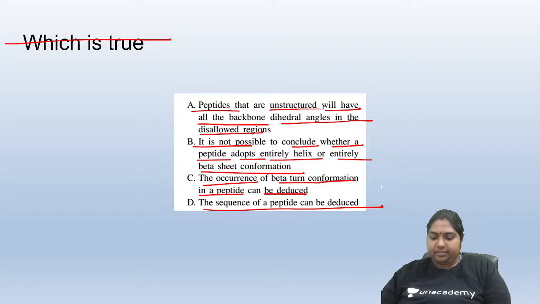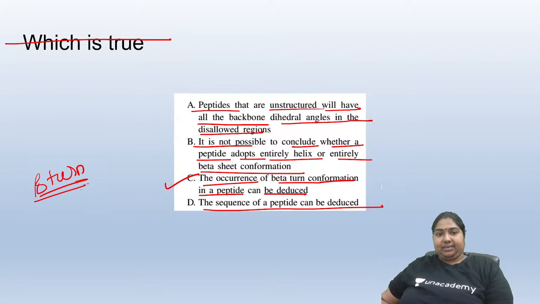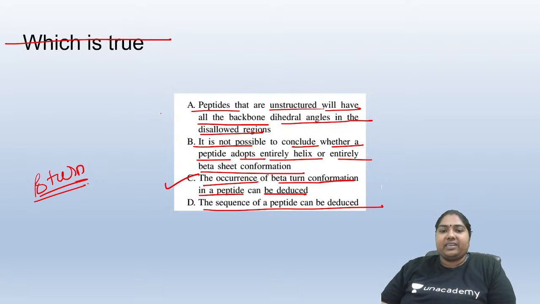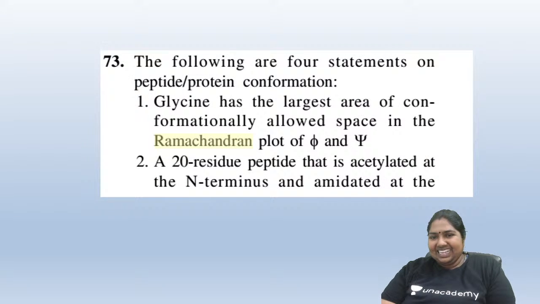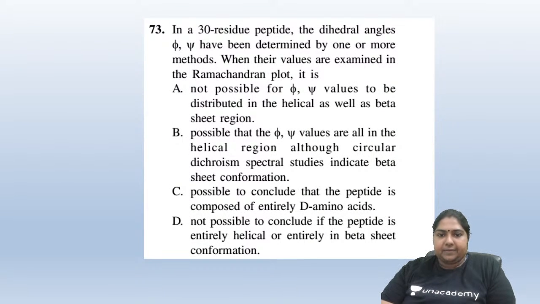Yes, Selva. You can find the beta turn, isn't it? Because I told you a table where the beta turn can be deduced. Correct? It doesn't mean that if it is unstructured, all of them should be in the disallowed region. If it is a helix or sheet, you can conclude. Sequence, you cannot conclude. So the only available option is option C. Got it? Okay. Fine.